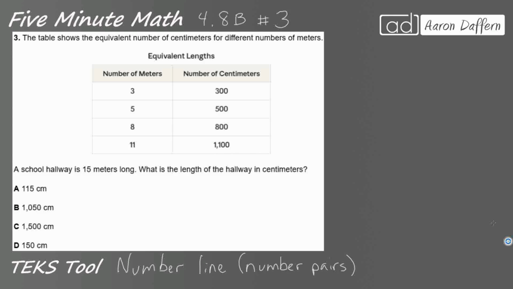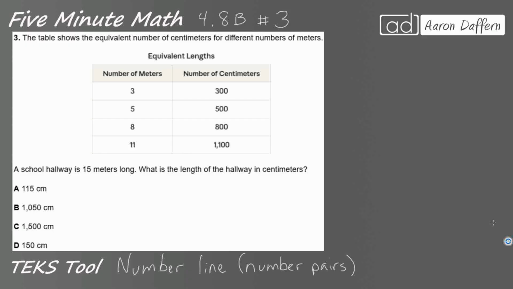Today we are looking at the TEKS tool number line, working with number pairs with a problem related to TEKS 4.8b, and we will solve it in 5 minutes or less. If you haven't done so already, please go ahead and take a moment to pause the video, work this problem out on your own, unpause it, and we will look at our answers together.